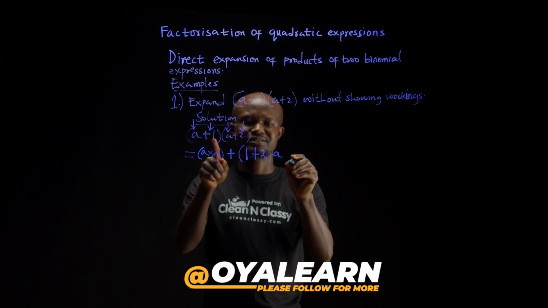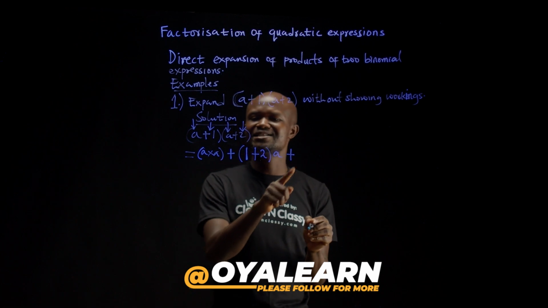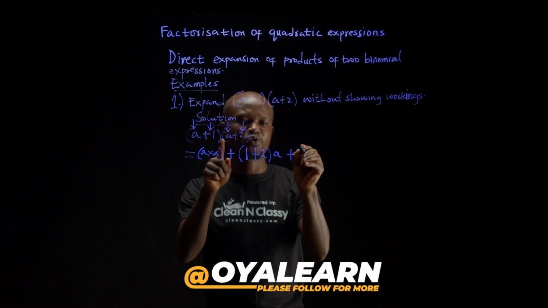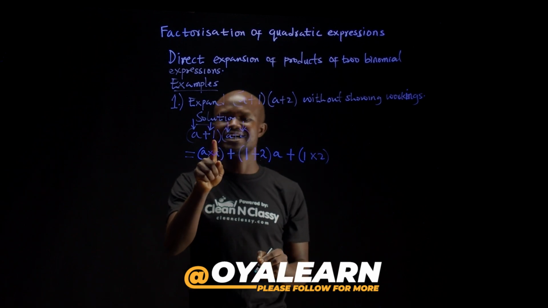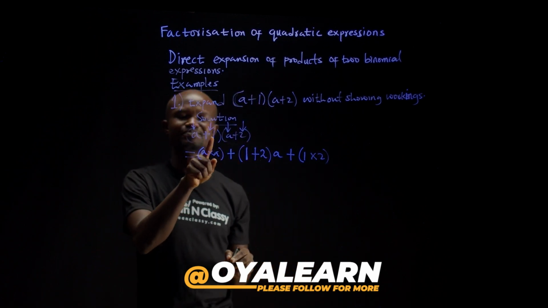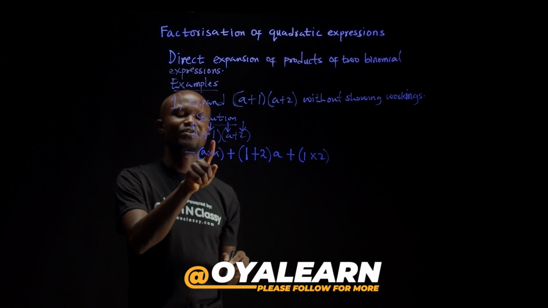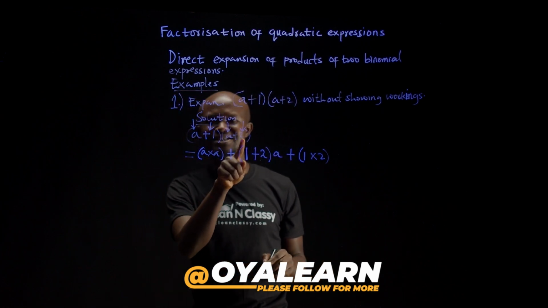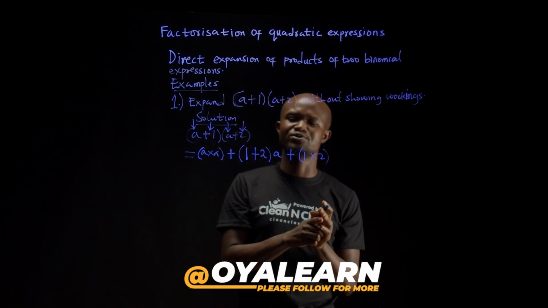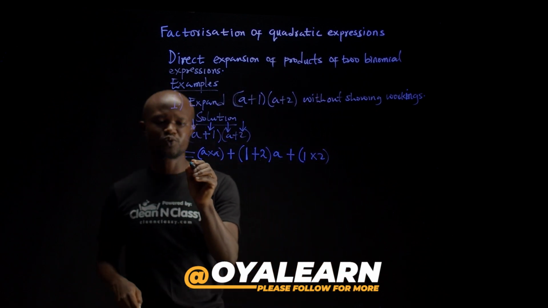Then, for the constant term, what do we do? We multiply the two numbers. That is, we multiply the second term of the first binomial expression and the second term of the second binomial expression together.